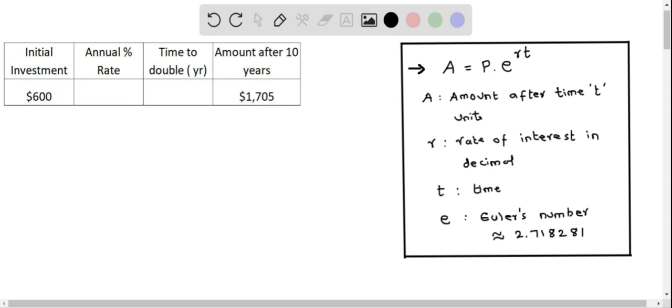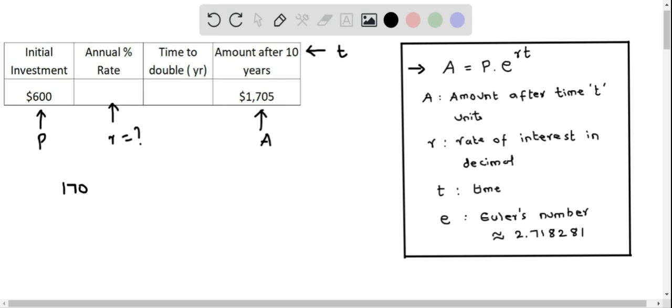Let's identify the information which we already know. The initial investment is P, therefore P equals 600, and this is the amount after 10 years, so A equals 1705, and the time T equals 10. So we have all this information. Let's plug it into the formula to determine the annual rate of interest. That is, we will find r first. So I'm going to do that.